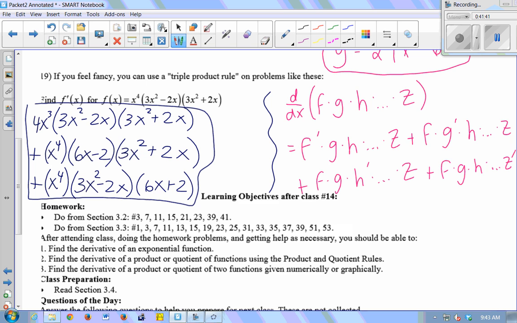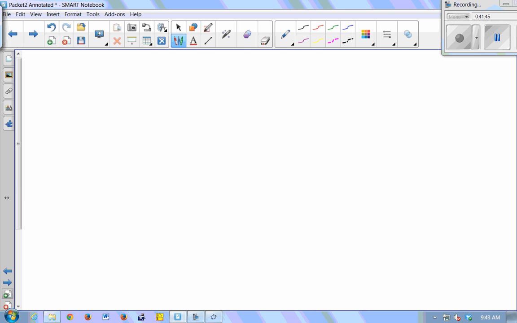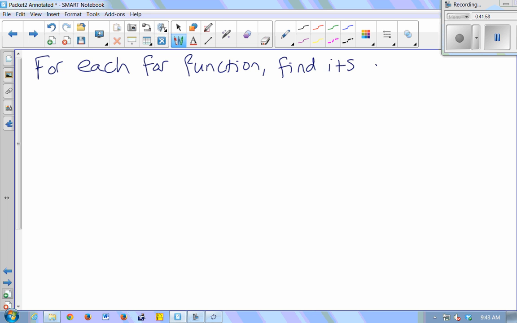All right, so we have a few minutes to spare, so I'm going to give you just a couple of practice problems. So for each function, find its derivative.